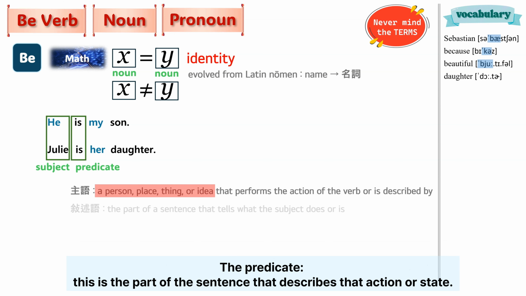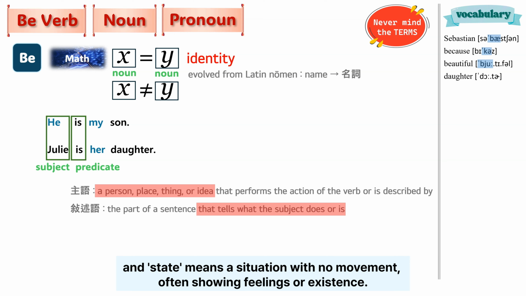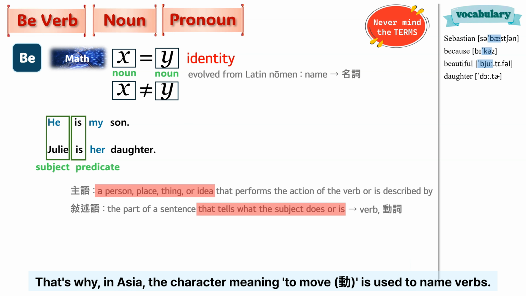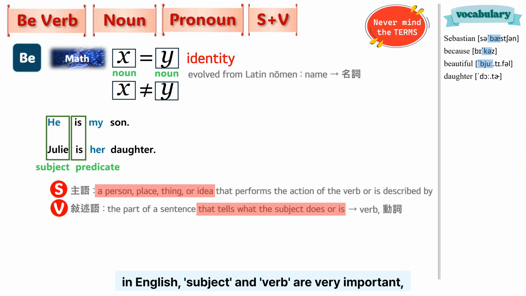The predicate. This is the part of the sentence that describes that action or state. Here, action refers to movement and state means a situation with no movement, often showing feelings or existence. That's why, in Asia, the character meaning "to move" is used to name verbs. Again, don't stress the labels too much, but just remember, in English, subject and verb are very important, and so, for short, we'll simply use the letters S and V.